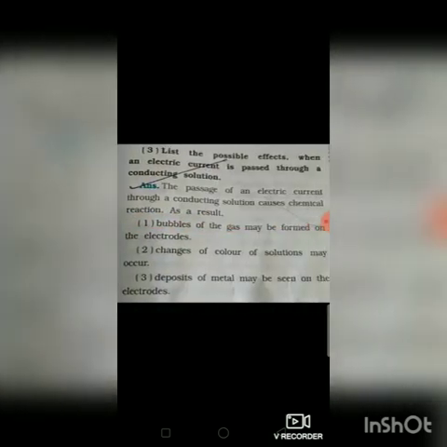Students, these are the question answers that you are going to write down in the notebook. This is also a question answer and you are going to complete your notebook. List the possible effects when an electric current is passed through a conducting solution. So this is the answer.